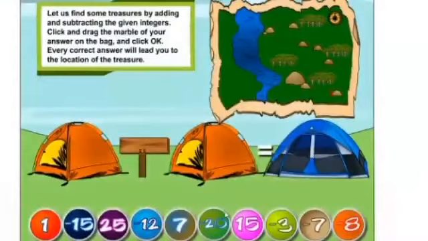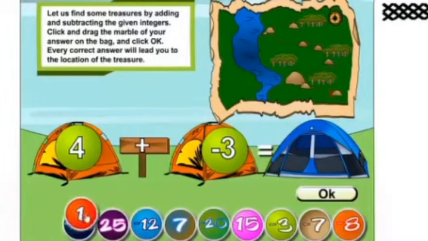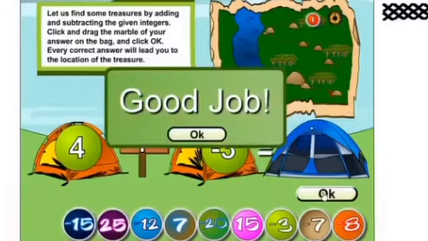Now, let us find some treasure by adding and subtracting the given integers. Click and drag the marble of your answer on the bag and click OK. Every correct answer will lead you to the location of the treasure. 4 plus negative 3 equals positive 1. Is it correct? Good job.